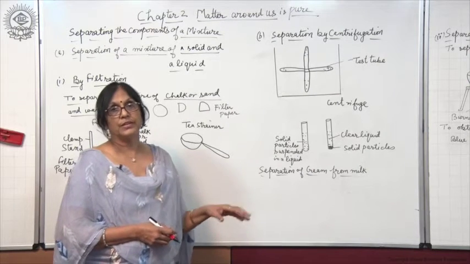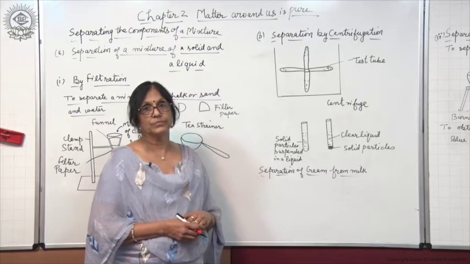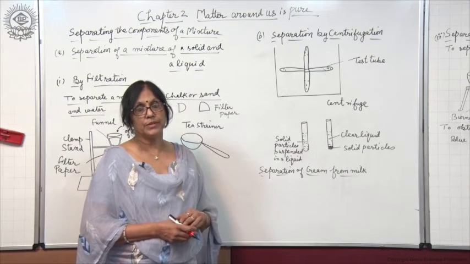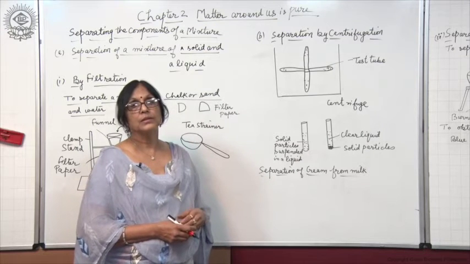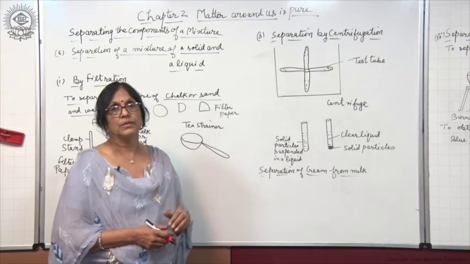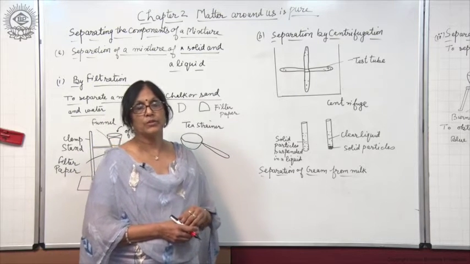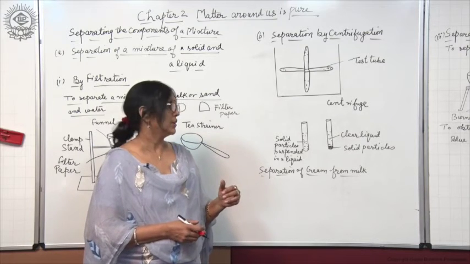Milk is rotated at a very high speed and the cream separates and settles down. Even butter can be separated from the milk, but in this case butter does not settle down; it floats over the remaining part of the liquid, the remaining part of the milk, and can be separated.